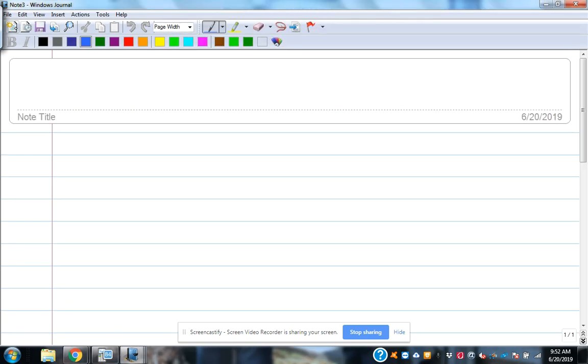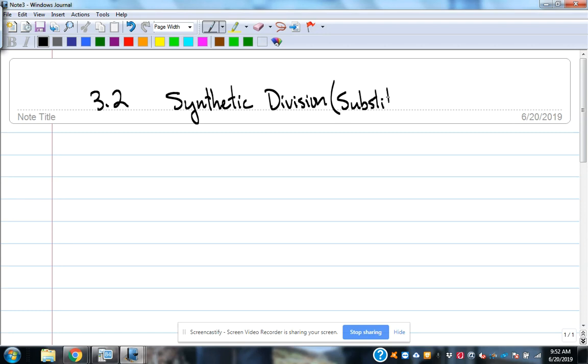So let's just continue. We're going to get into synthetic division and the factor and remainder theorem. So we're going to do this thing called synthetic division, and this comes from chapter 3, section 2. Synthetic division. You might hear it called synthetic substitution. And then we'll talk about the factor and remainder theorems.